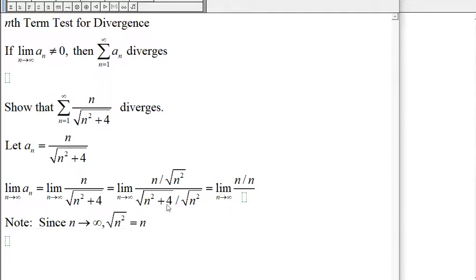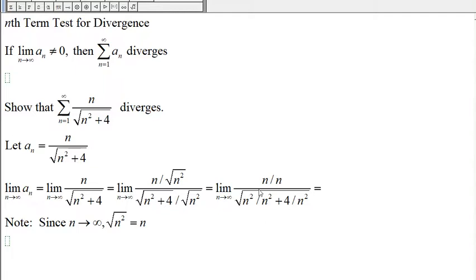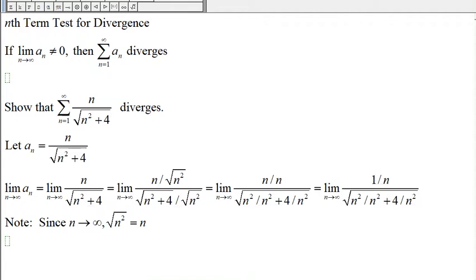And then here, since we have square root dividing by square root, we can combine them. So this would be n squared divided by n squared, and then plus 4 divided by n squared. And this would be 1. And this would be 1.